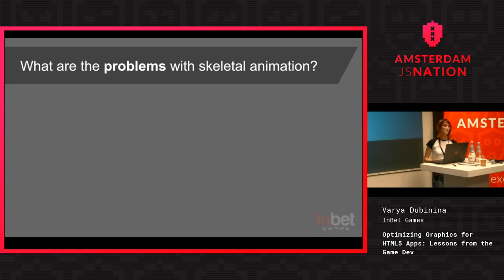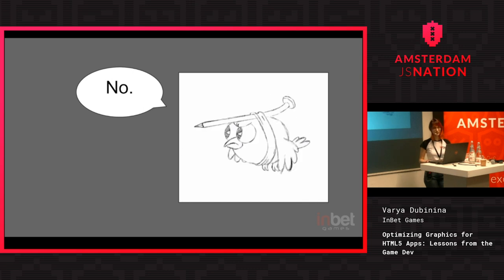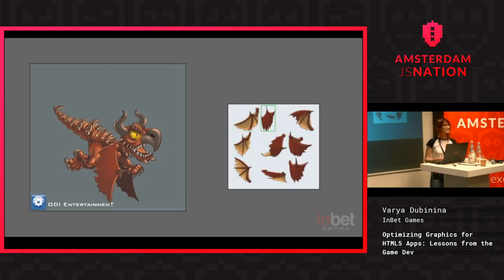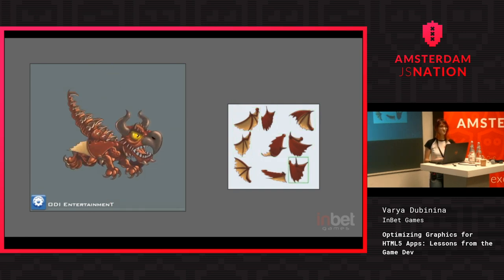However, obviously, skeletal animation is not a panacea. You have more draw calls on the GPU because of this flexible FPS function. You use more processor time to calculate the changes in real time. And there are some concepts which are really hard or even impossible to create using a bone structure, such as special effects like water flowing or fire burning or even wing movement. So we have to look for different approaches. Spine actually advises we solve this problem by inserting bits of frame by frame into the same bone slot.